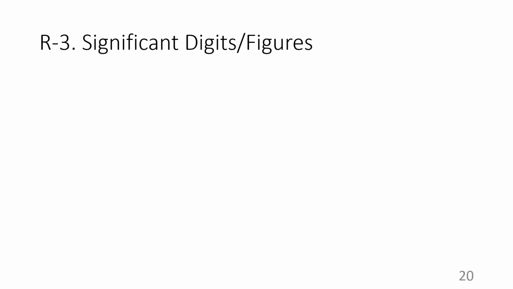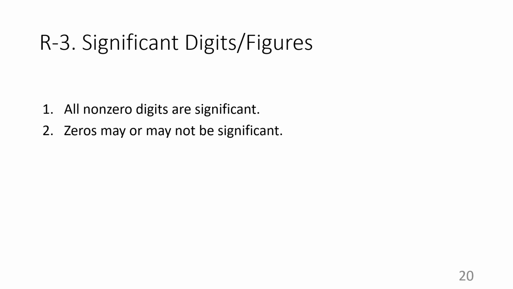When you're trying to decide how many significant digits or figures an answer should have, you can use these rules of thumb. Number one, all non-zero digits are significant. So anything that's not a zero is automatically a significant digit. Zeros may or may not be significant. If they're leading zeros, they're not. If they're trailing zeros, they might be, depending on whether they're after a decimal place or not. And if they are trapped zeros, then they will always be significant.